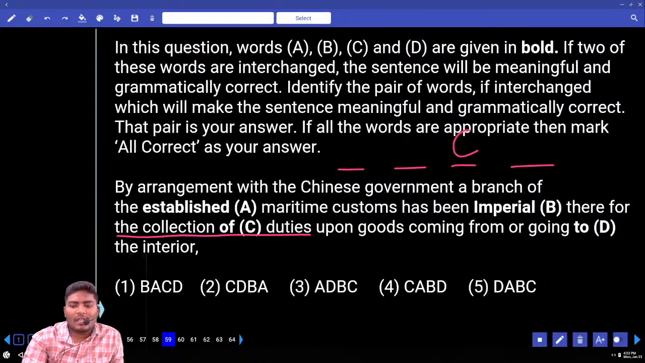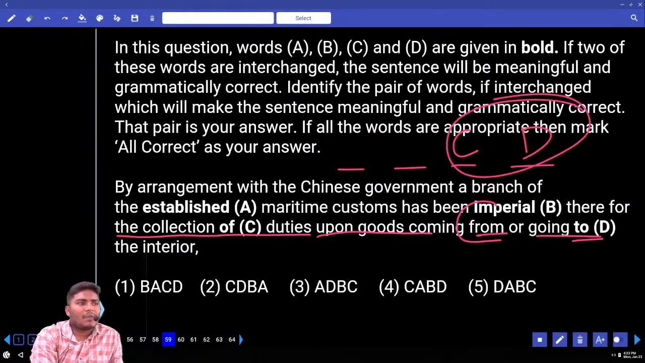Next, what else do we have here? Look at D. Duties upon goods coming from or going to. So D is fixed in its position. That means your option should have C and D at the ending. Tell me such kind of answer. First one. That is the answer.